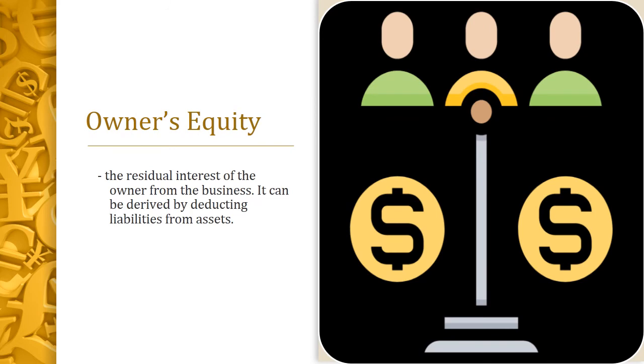The next type of major account is owner's equity. Owner's equity, again, is the residual interest of the owner from the business. It can be derived by deducting liabilities from assets based on the accounting equation that we studied in the previous video. Now, there are several equity accounts.